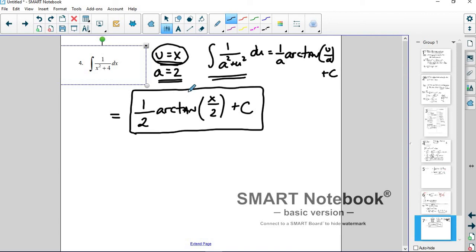And arcsine would be similar. The one thing about arcsine is you always have to have the constant first, because it's a subtraction. Underneath the square root is a subtraction. And so you need to know that. All right?